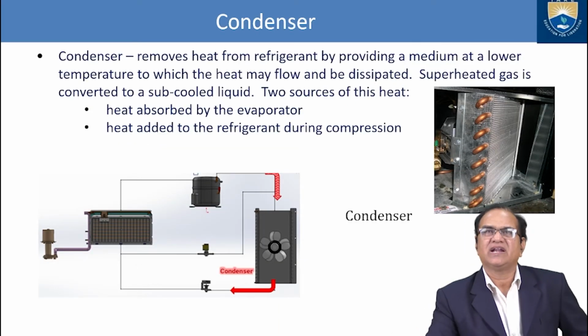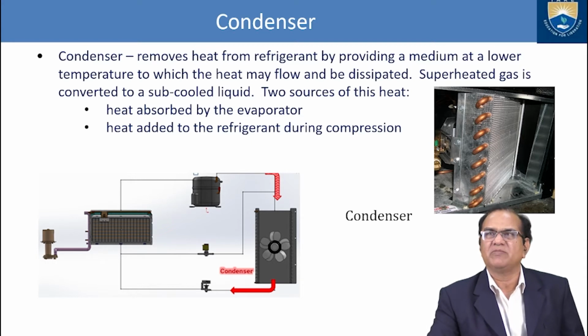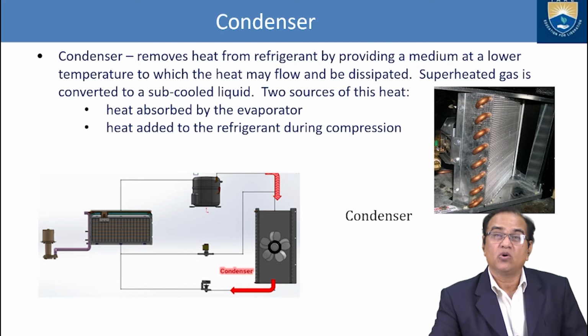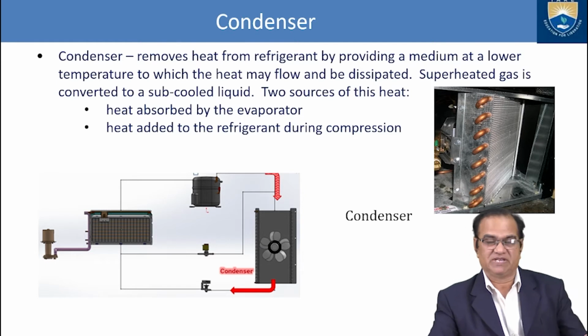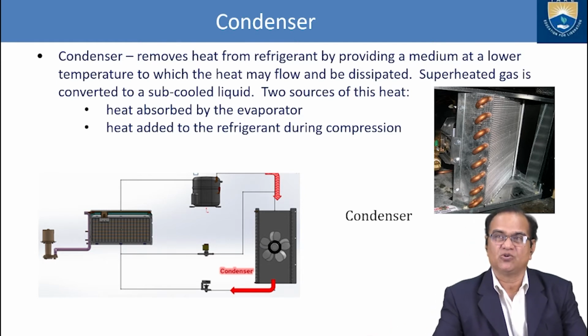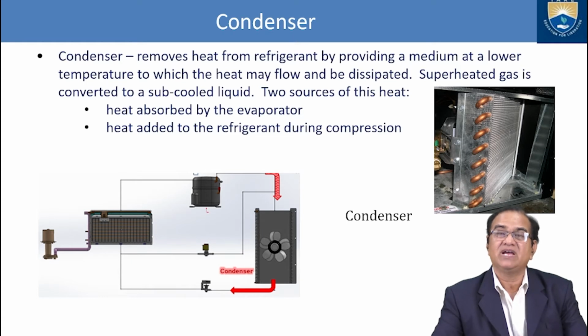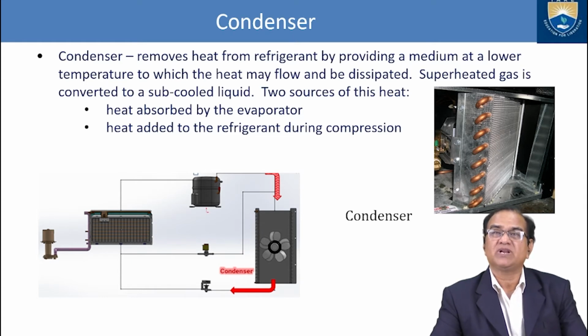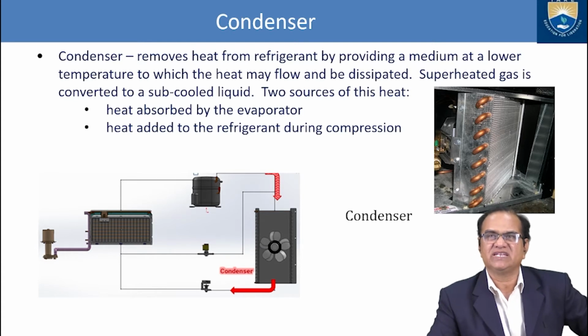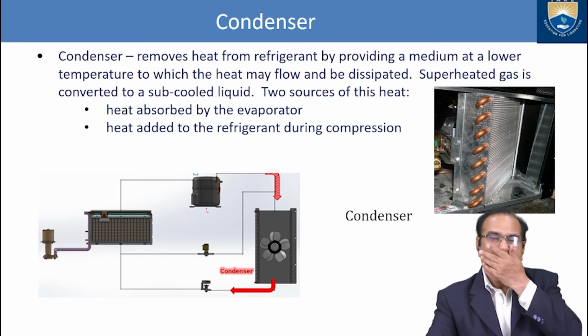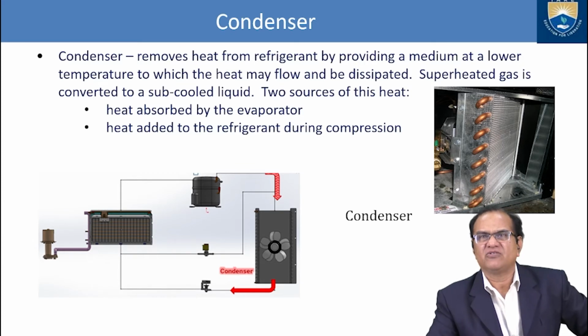Now the condenser removes heat from the refrigerant by providing a medium at a lower temperature to which the heat may flow and be dissipated. So what the condenser does, it removes heat from the refrigerant by providing a medium, here water or anything we can use, at a lower temperature to which the heat may flow and be dissipated. So heat will be dissipated in that zone. Superheated gas is converted into subcooled liquid. So this gas which is superheated by the help of the compressor can be made a subcooled liquid. Here are two sources of heat: heat absorbed by the evaporator and heat added to the refrigerant during the compression. These are the things we have to see.